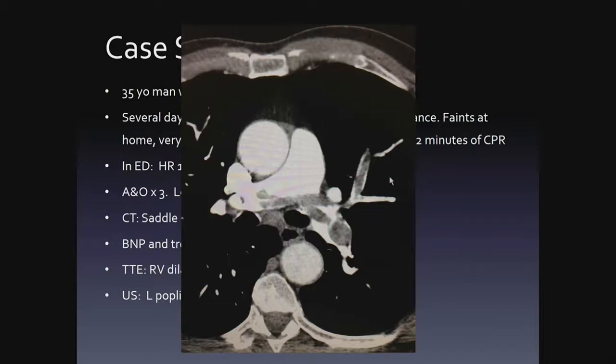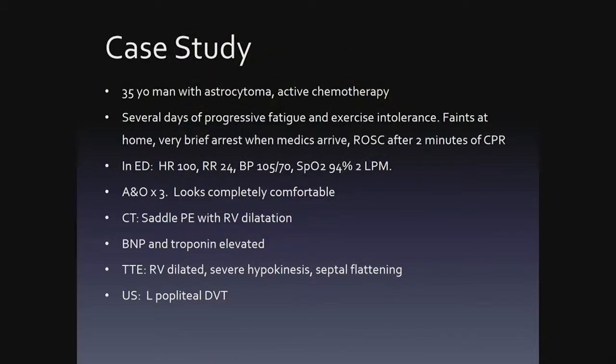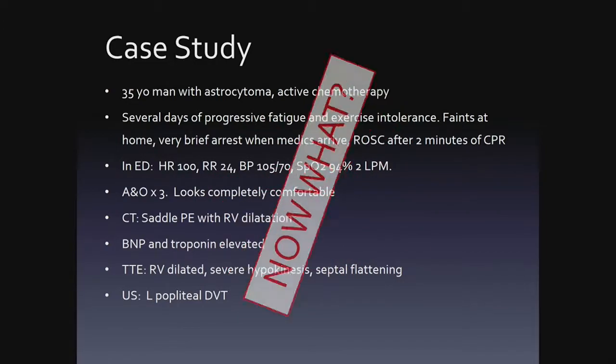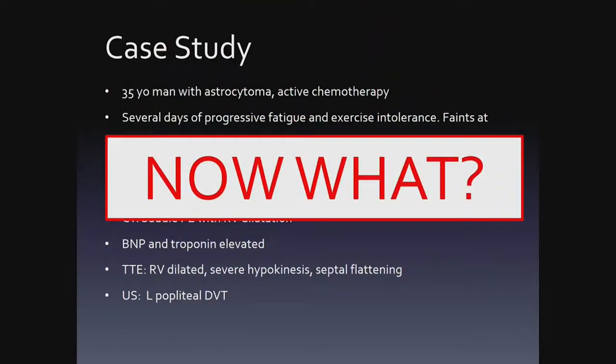That is a saddle pulmonary embolism. There is a big honking clot sitting right across the main pulmonary artery. BNP and troponin are elevated. TTE and echo shows a dilated dyskinetic right ventricle consistent with pressure and volume overload. And then we get an ultrasound that shows not only that, but he's got a residual clot in his popliteal vein. So this is a man who has had a PE that was bad enough to kill him, who now looks pretty good, who has a residual clot sitting in his leg, and oh, by the way, he has a brain tumor. What do you do with this patient?